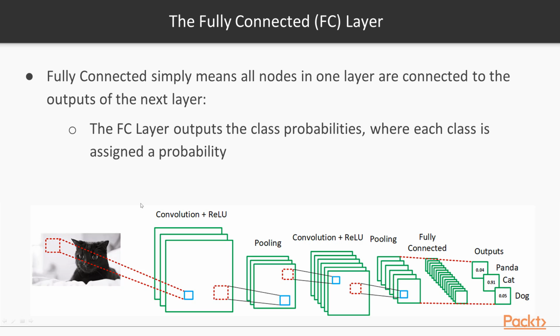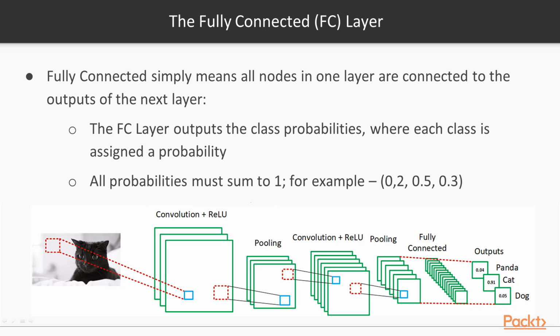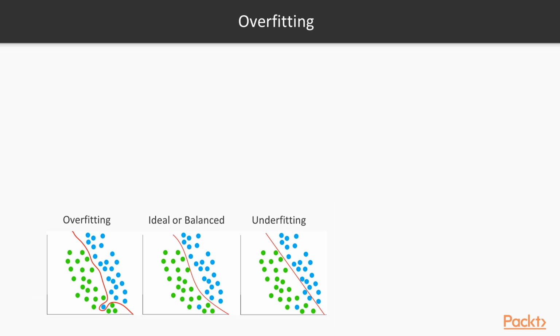So imagine in our cat example, we have 0.05, 0.04, and 0.91. All of this sums to 1. Similarly, in this example I use here. So now let's talk about overfitting.